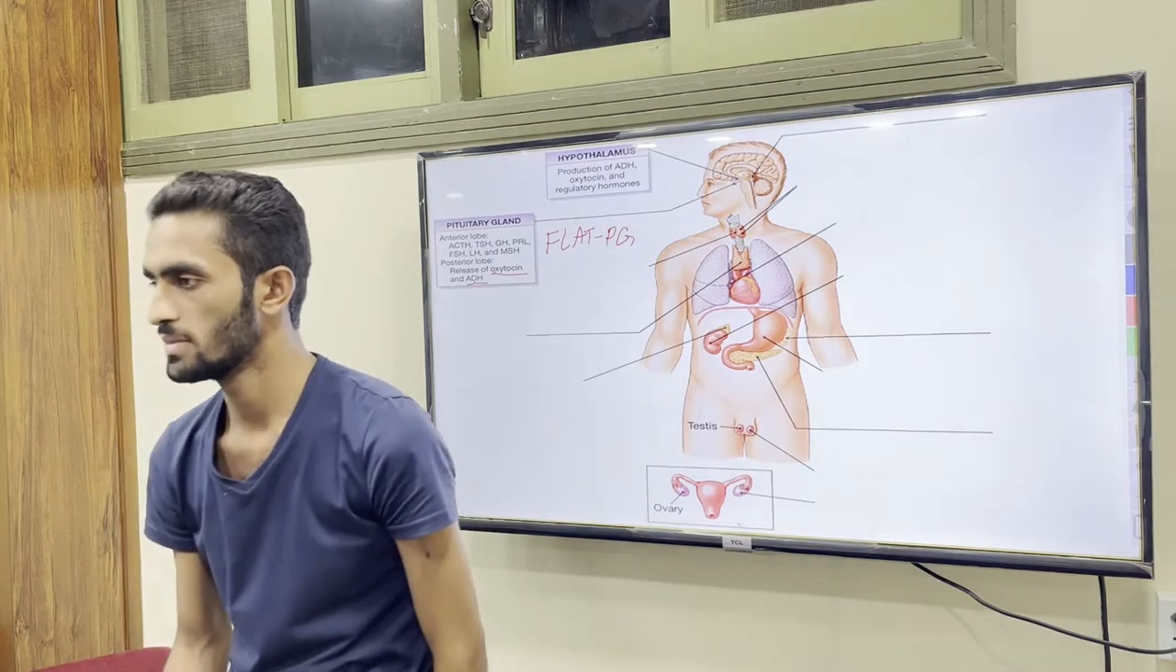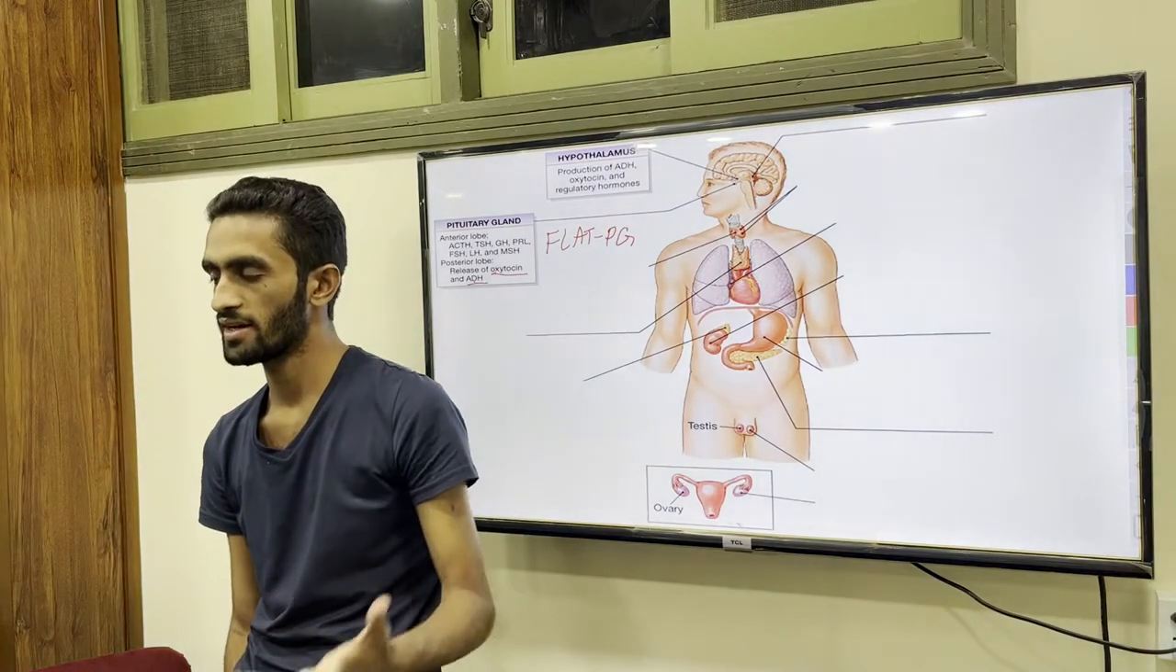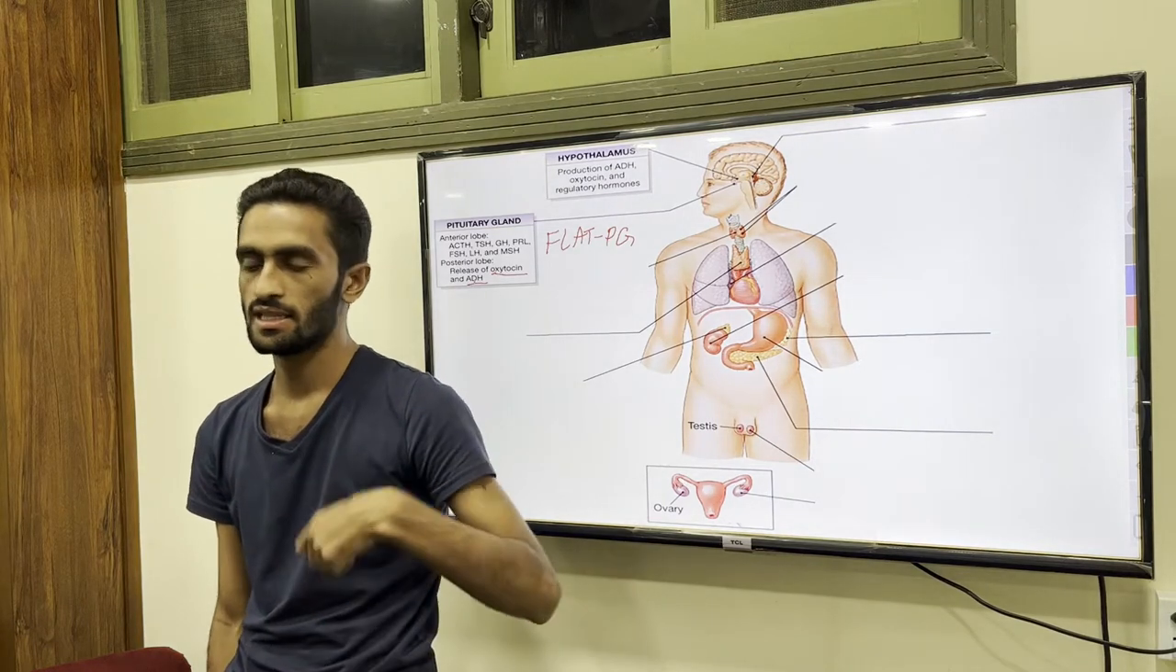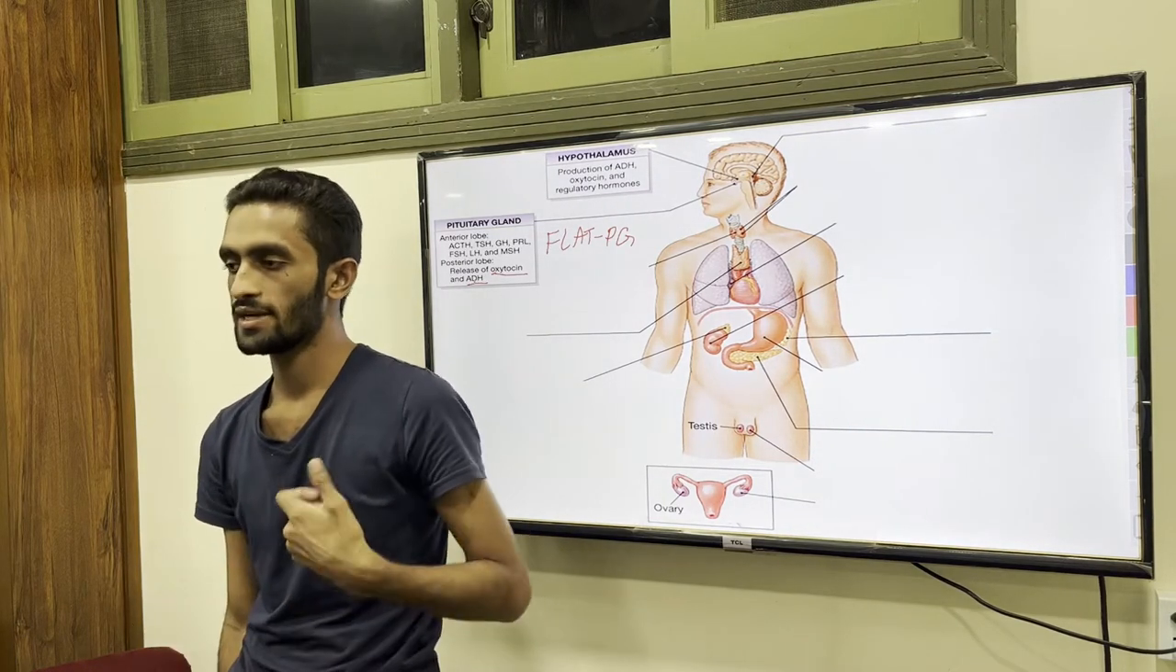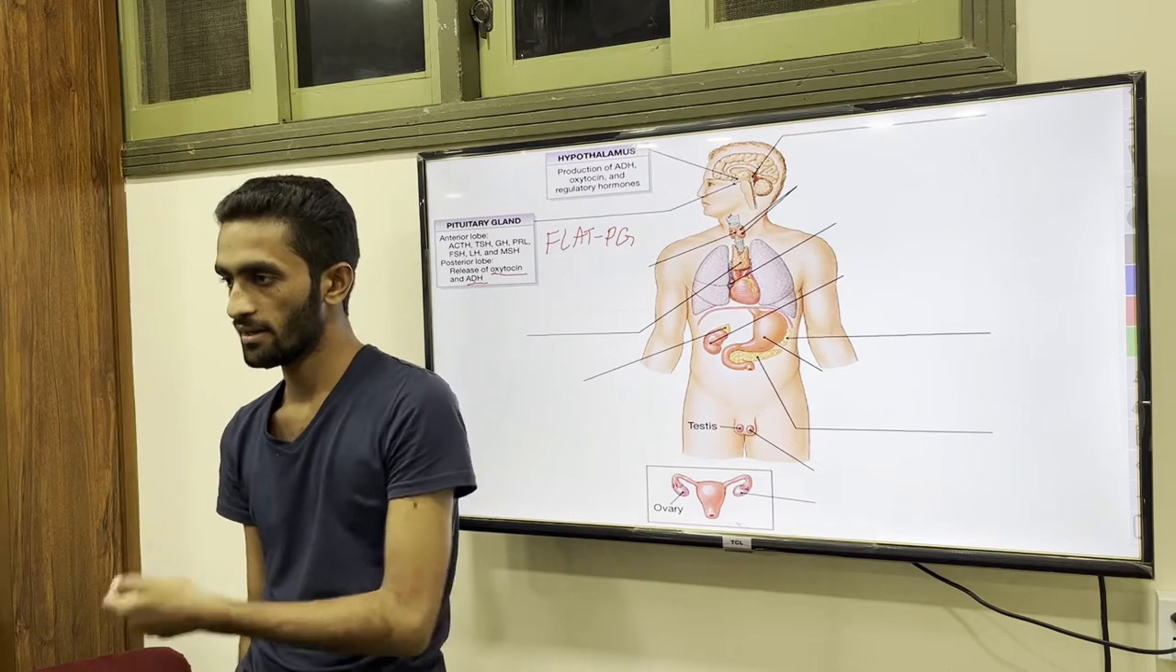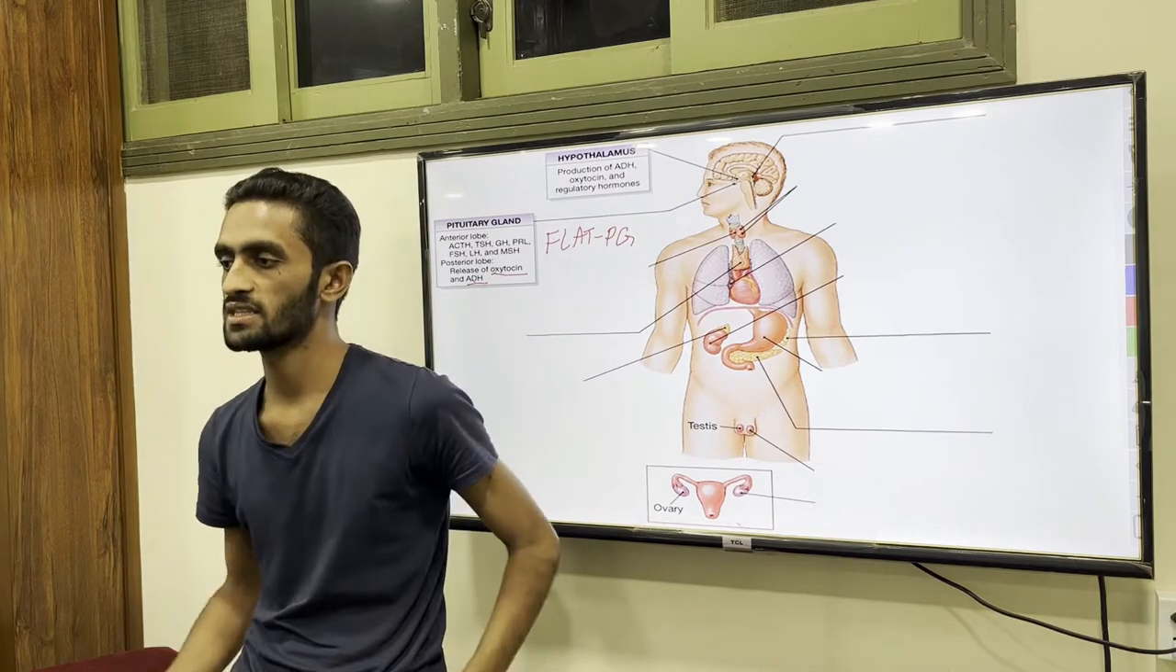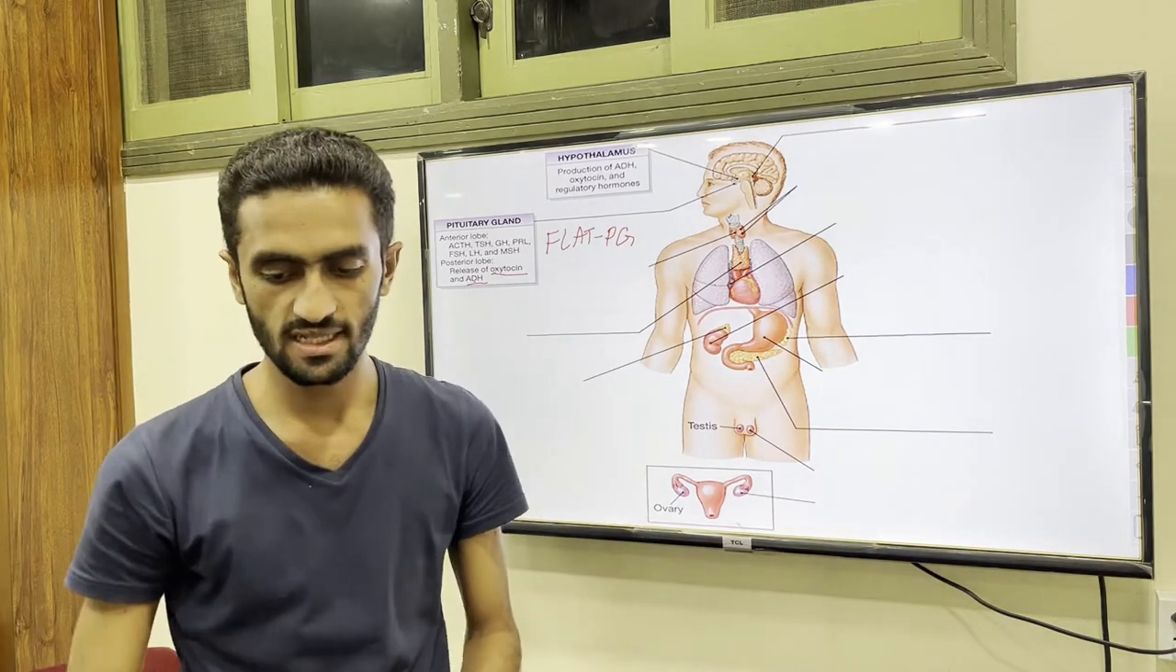ADH is water regulation, and oxytocin is the milk ejection and in the uterus their function. So we will discuss that later.